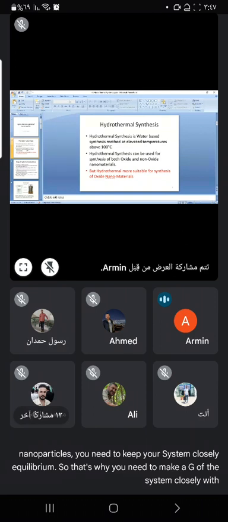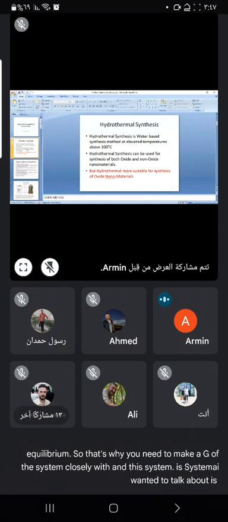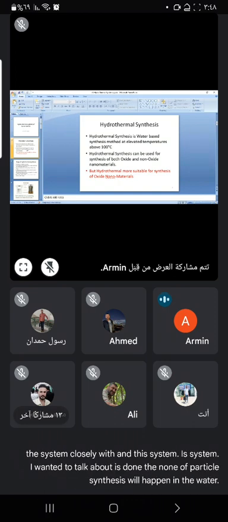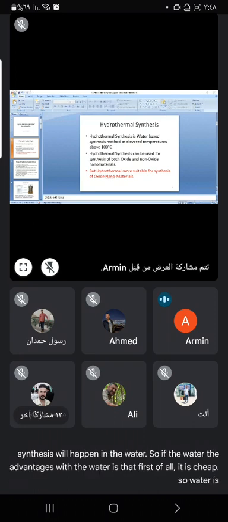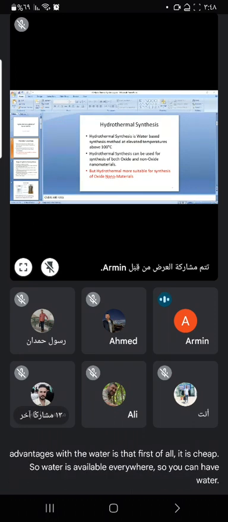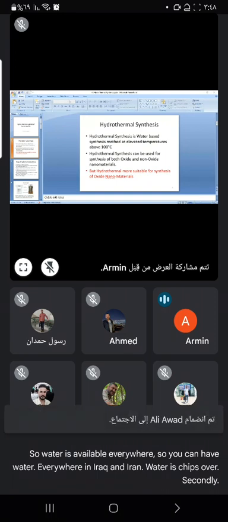And the system I wanted to talk about is one where the nanoparticle synthesis happens in water. The advantage with water is that, first of all, it is cheap. Water is available everywhere, in Iraq, in Iran, water is a cheap solvent. Secondly, you can have high purity water.